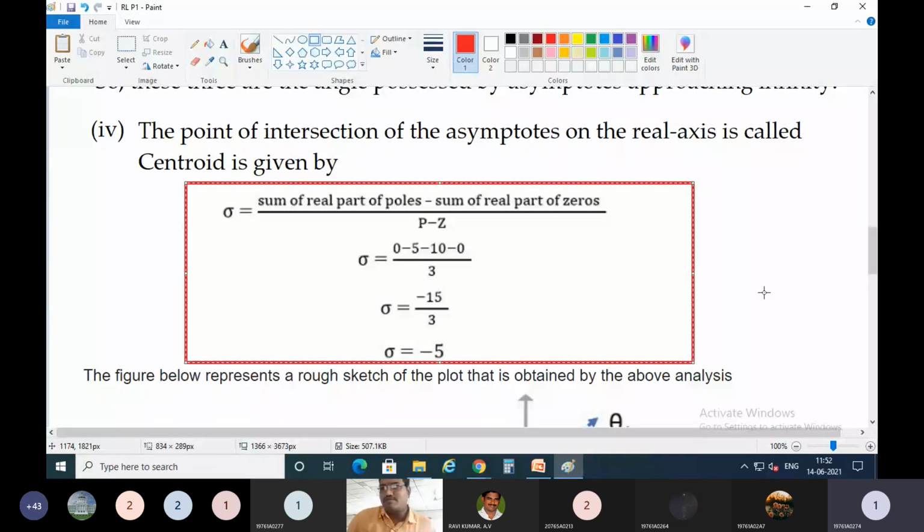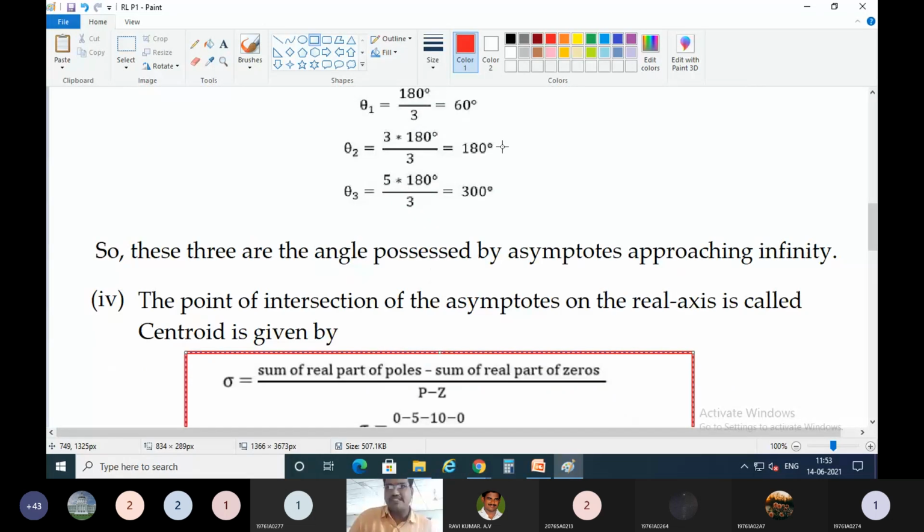So the sum of real parts of poles, we only have poles. One pole is 0, another pole is 0, then -5, and the next one is -10, sir. So how much are you getting? -15, sir. p is equal to 3 and z is equal to 0, so p minus z is equal to 3. So we are getting -5, sir. Okay, very good, Amma. Keep in your mind the centroid is -5 and the asymptote angles are 60 degrees, 180 degrees, 300 degrees. Yes, sir. Keep in your mind.